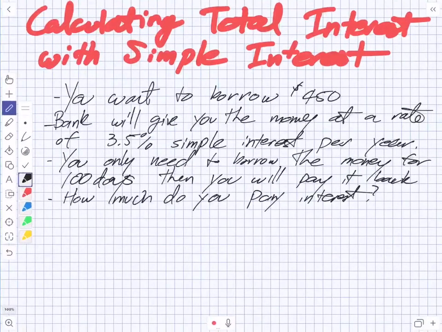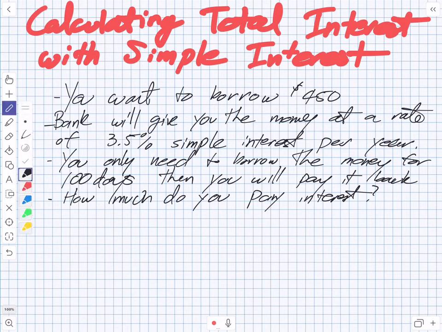Okay, we're going to go calculating total interest with simple interest. So we've kind of made a question here. You want to borrow $450. The bank will give you the money at a rate of 3.5% simple interest per year. You only need to borrow the money for 100 days, so then you're going to pay it back. How much do you pay in interest?